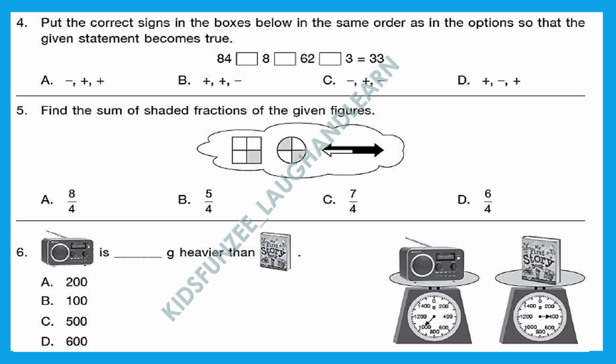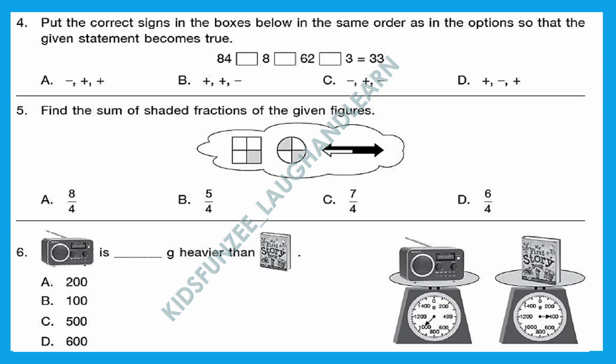Question 4. Put the correct signs in the boxes below in the same order as in the option so that the given statement becomes true. So there is one equation or statement. Here the mathematical signs are missing, which we have to find, and A, B, C, D are the options. We have to put all the signs in the same order in the boxes. For example, if A is minus plus plus, the first box will have minus, the second box plus, and the third box will also have plus.